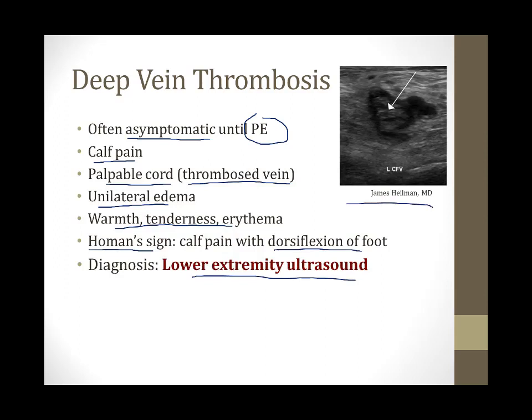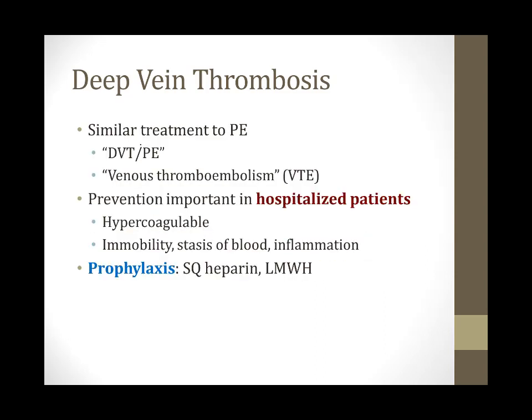This is a picture of a lower extremity ultrasound shown on the screen here. Shown in the middle of the image is the femoral vein, and in the middle of that femoral vein there is a clot. The reason we're talking about deep vein thrombosis in the pulmonary embolism video is because deep vein thrombosis has similar causes and also similar treatment to PE. In fact, the two disorders are often referred to together as DVT/PE or as venous thromboembolism or VTE.